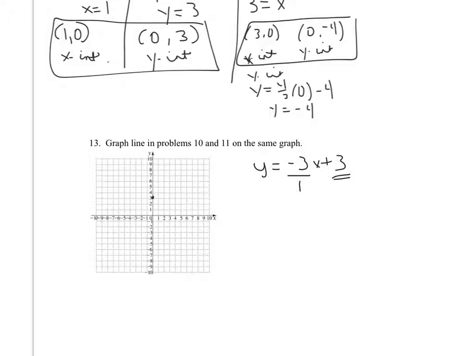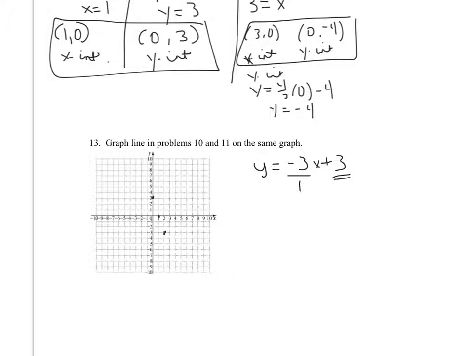And the negative sign, remember we said, is the change in y over the change in x. So that's telling me whether I go up or down. And if it's negative, I'm going to go down. So I go down 3 and I go right 1, and that gives me a second point. I can do that as many times as I wish. If I go down 3, right 1, I'm at the ordered pair 2, -3.